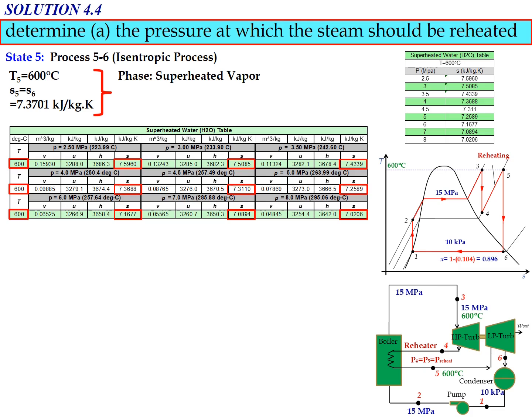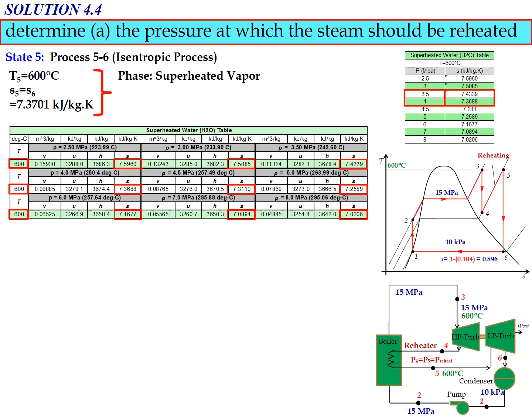Okay, so now from the second table, you need to find the location for the value of S5 in the table. So you need to find the location of the value for S5, which is equal to 7.3701 kilojoule per kg Kelvin. The value will be in between 7.4339 and 7.3688 in terms of entropy value, and the pressure value will be in between 3.5 and 4 megapascal.